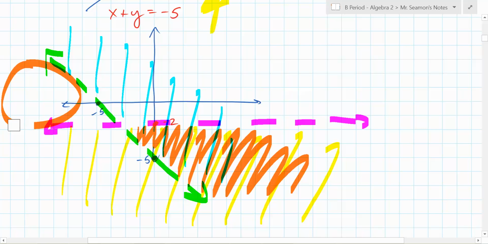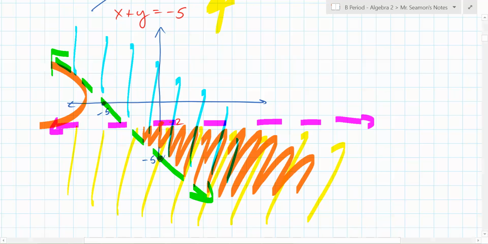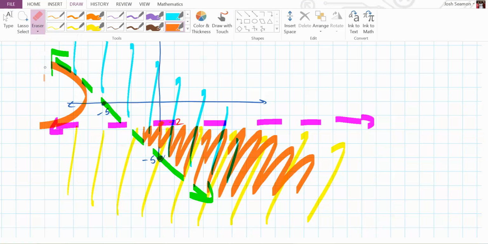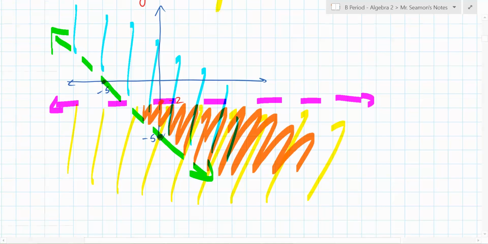Exactly. If you changed it just to being an or statement, it would just be all of the shaded parts, regardless of if it overlaps or not. The only thing that changes when it's and is where does it overlap? That's all that changes.